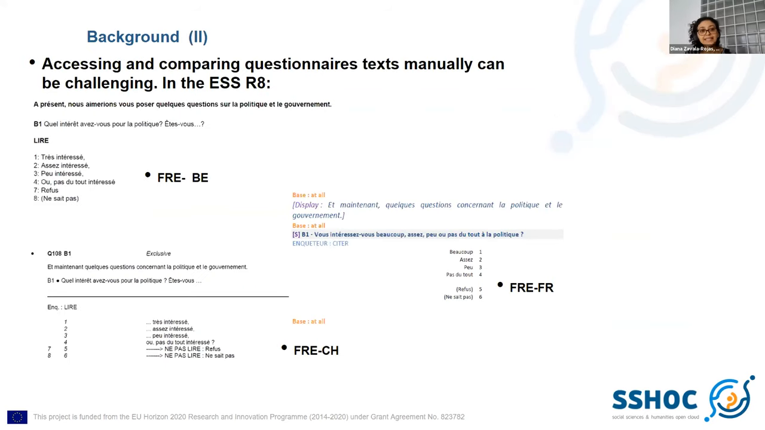So accessing and comparing questionnaire texts manually can be quite challenging in these survey projects. For instance, I'm showing you here the three versions. These are screenshots of the PDFs from the ESS in round 8. It's the same question that we call B1, and three versions of French in Belgium, in France, and in Switzerland. You already see that you have to go through it, detect which are the same elements, and then compare the texts. You would have to have the PDFs at hand.